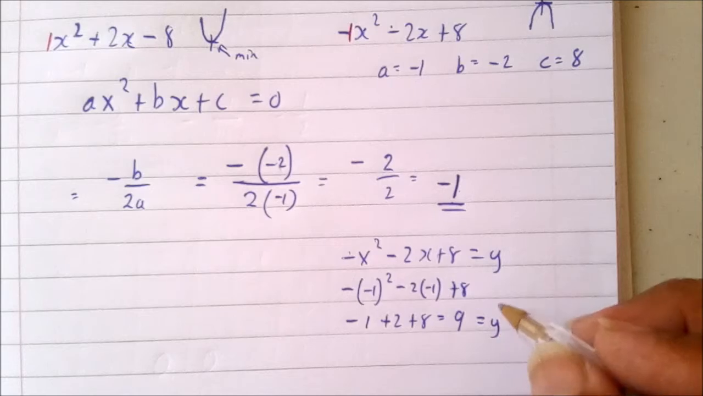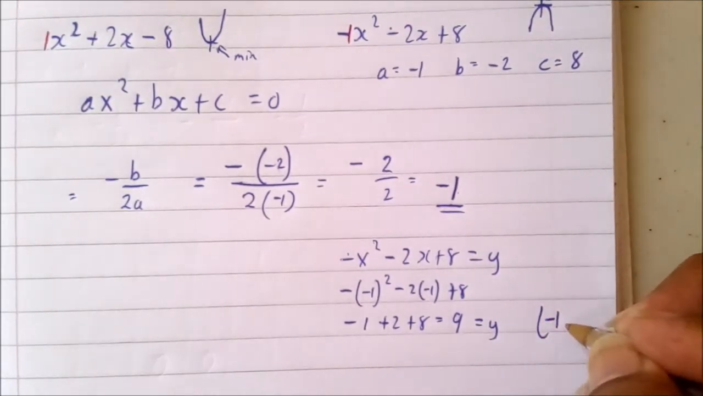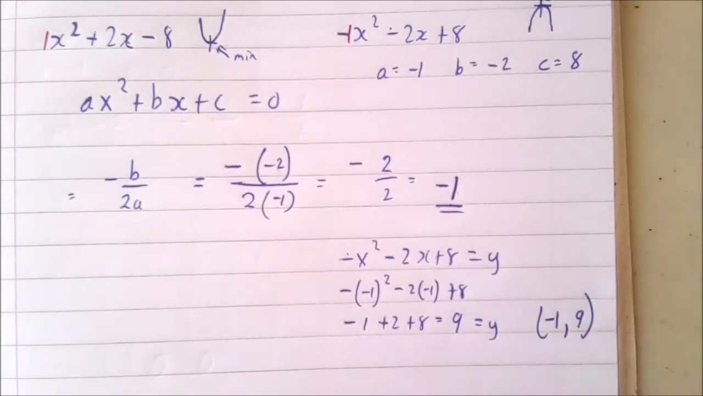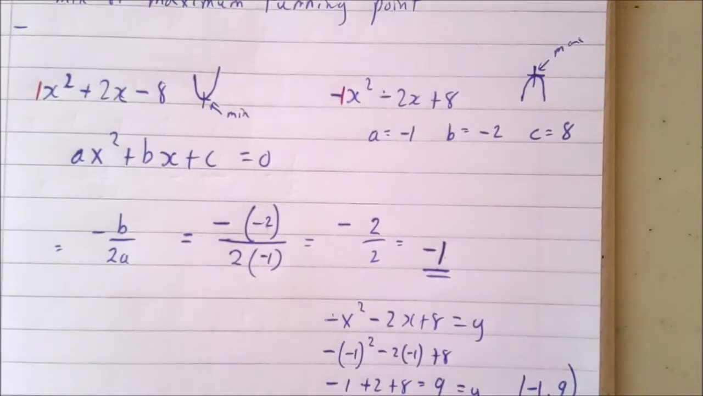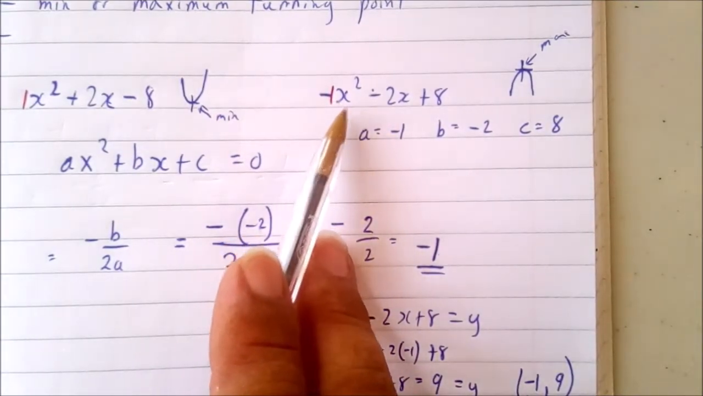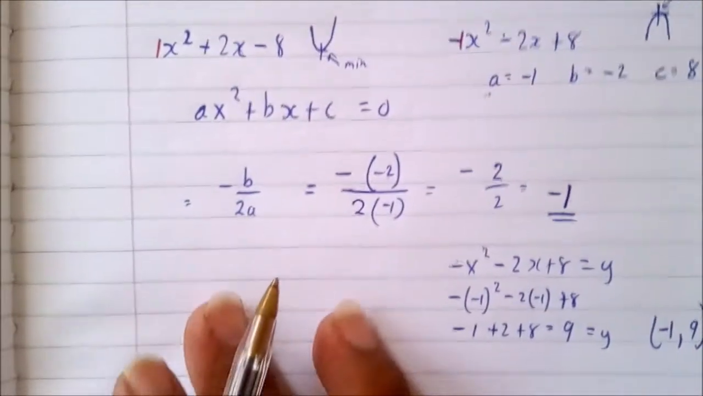So what this is saying is that the point where this curve turns is at the point when x equals negative 1 and y equals positive 9. Okay, so what can we say? Whenever the value in front of the x squared here, whenever this value a, so let's write it here.